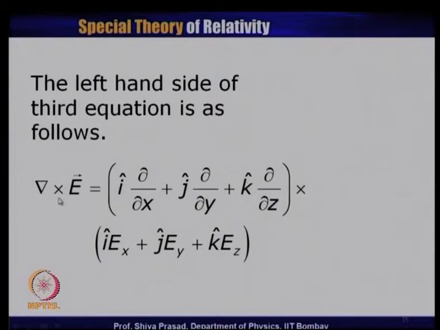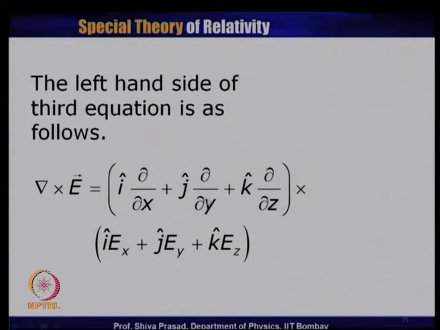So, this del operator, as we call it, can be written as i ∂/∂x plus j ∂/∂y plus k ∂/∂z, where i, j, k are the unit vectors. Then E can be written in vector form as i Ex plus j Ey plus k Ez. Again, i, j, k are unit vectors in the x, y and z direction, the standard way.